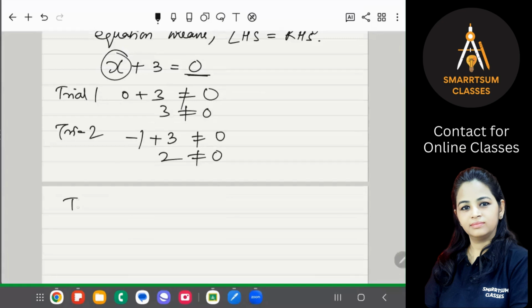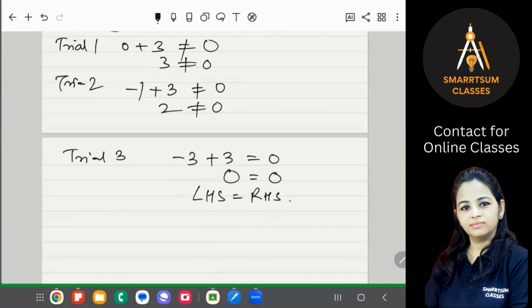This is called hit and trial method. Now trial 3, we are putting the value minus 3. Minus 3 plus 3 equal to 0. Minus 3 plus 3 is 0. 0 equal to 0. Yes, LHS is now coming equal to RHS. So this time we are getting that value of x which satisfies the equation.